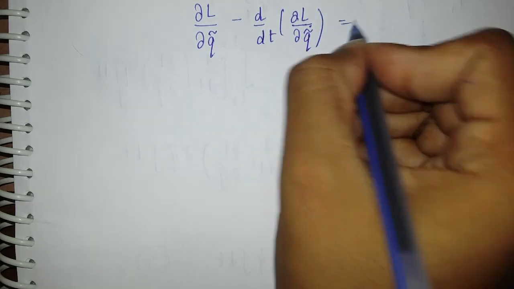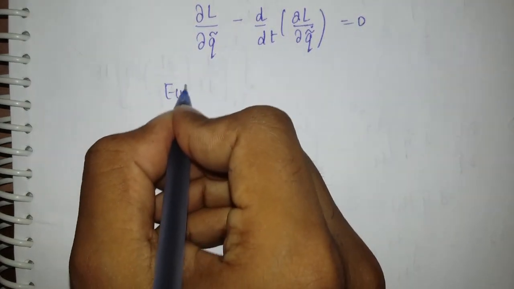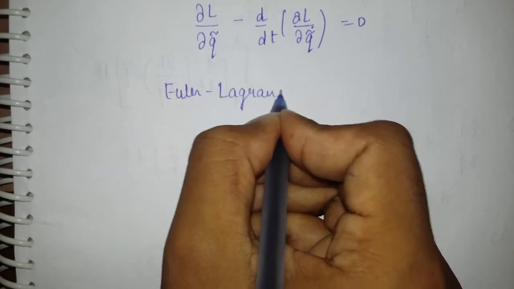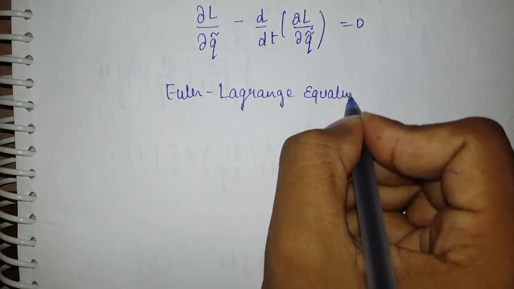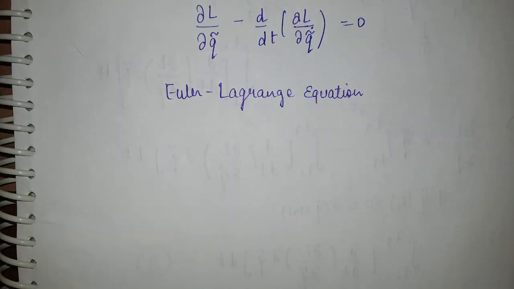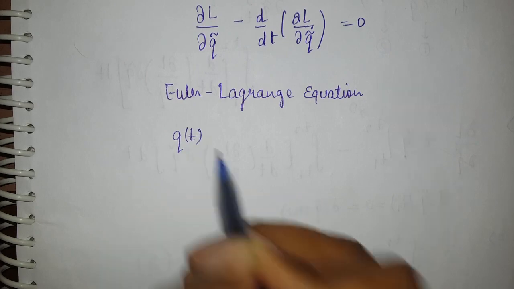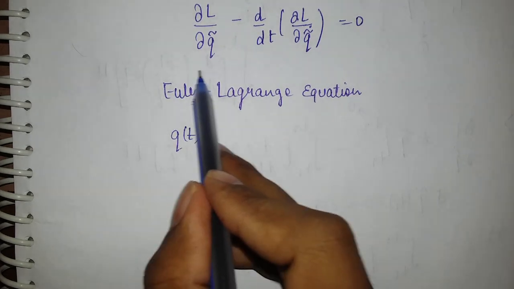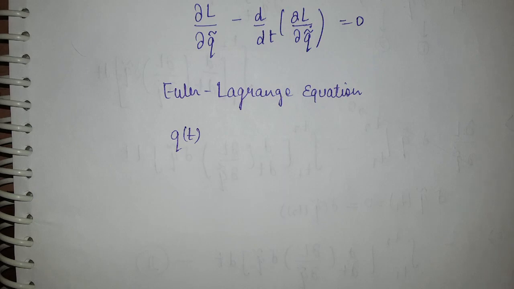So the expression defining q tilde that we solved is dou L upon dou q tilde minus d by dt of dou L upon dou q tilde dot equals 0, and this is the Euler-Lagrange equation. So for any physical system, if you define its initial and final configuration at times t1 and t2, and you seek to find the path that the system would take, then the path q(t) should satisfy this Euler-Lagrange equation. So that's it, we got the expression we were looking for.